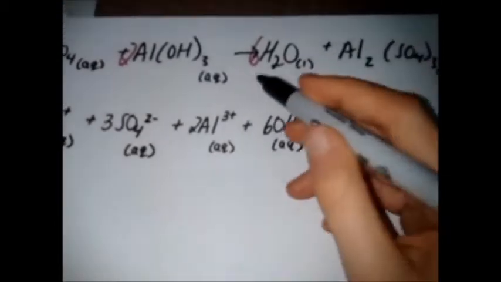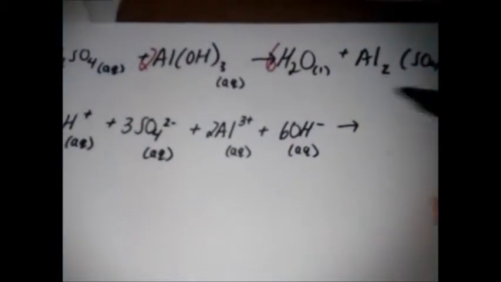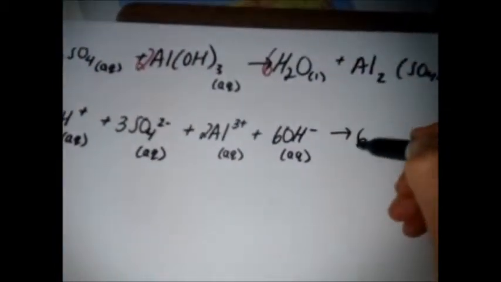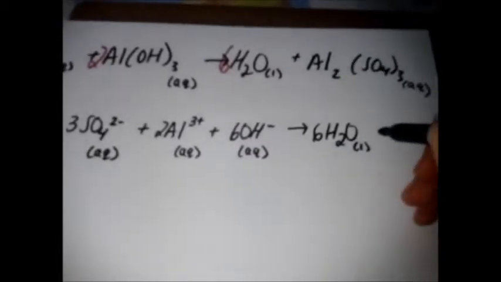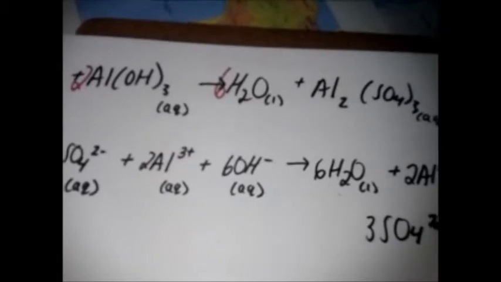Yields. Realize how H2O is in the liquid phase, of course. So we're just going to be writing 6 H2O liquid, plus 2 Al, charge is 3 plus, and finally we have sulfate, but we have 3 of them, the subscript at the bottom. The charge on sulfate is 2 minus. Alright, so this is our complete ionic equation.